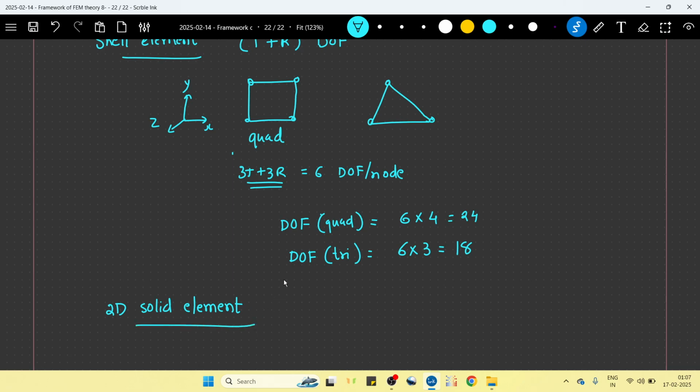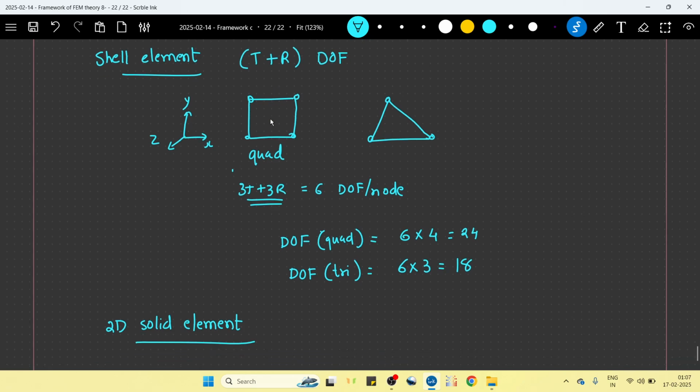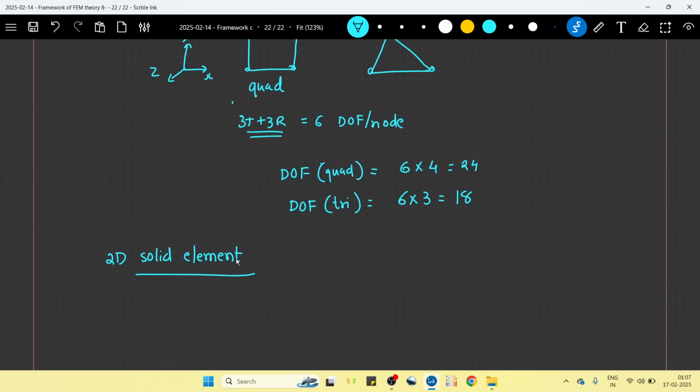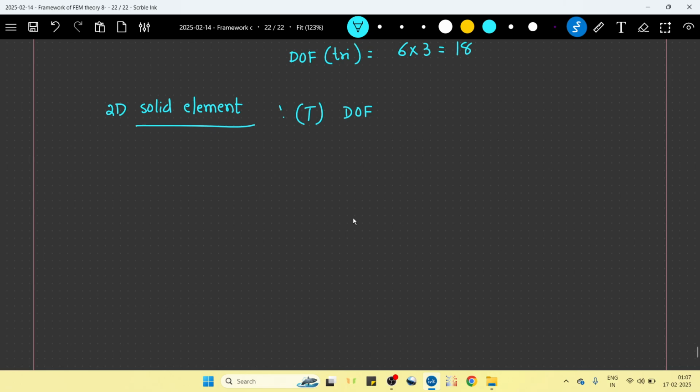Okay, shell element has translation plus rotational. The difference here is 2D solid element has only translational degree of freedom. So 2D elements, same as shell elements, they are quad also and tria. Okay, quad solid element and tria. So these are represented in 2D space only.